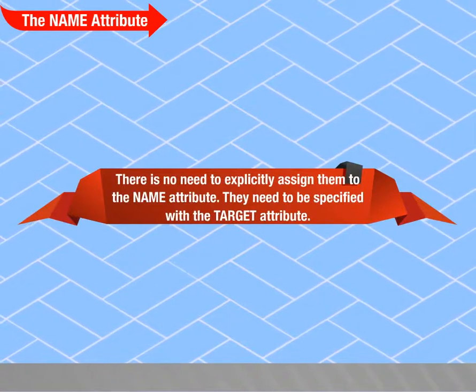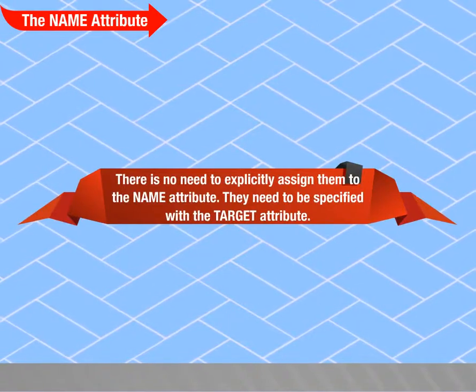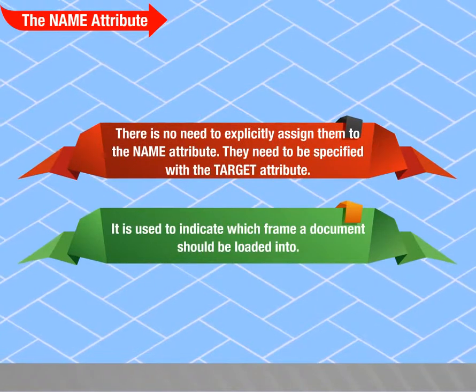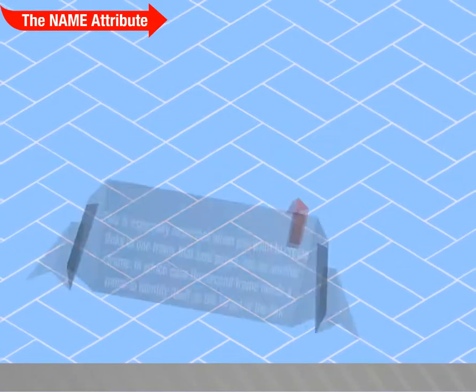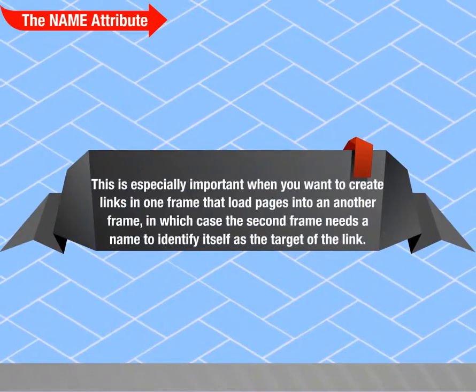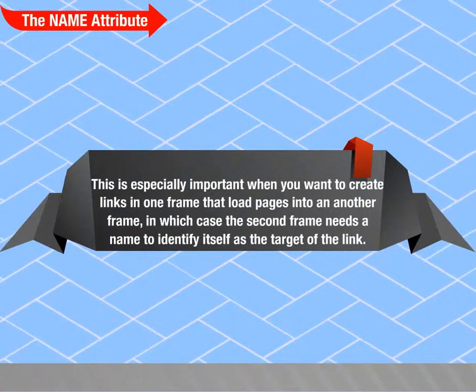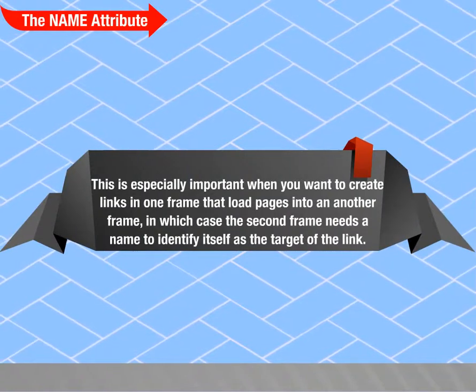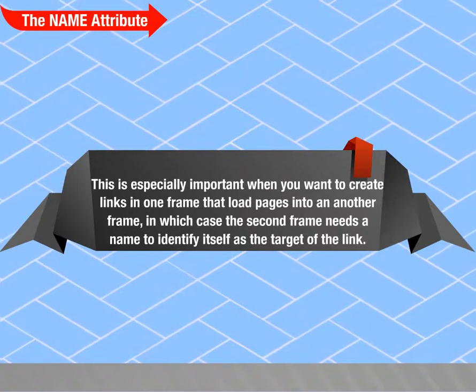There is no need to explicitly assign them to the name attribute. They need to be specified with the target attribute. It is used to indicate which frame a document should be loaded into. This is especially important when you want to create links in one frame that load pages into another frame, in which case the second frame needs a name to identify itself as the target of the link.